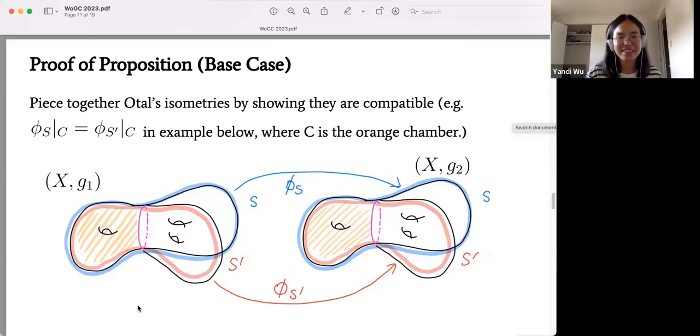The idea here is that Otal has these isometries between closed surfaces. There's an isometry between the red genus 2 surfaces, and an isometry between these blue genus 2 surfaces. I want to show that Otal's isometries agree on the intersection of the 2 genus 2 surfaces. That allows me to patch the isometries together to make a global isometry. That's the idea behind the proof, and showing that these isometries are compatible is the hardest part here. I don't think I'll say much more about how I show that, but I do want to illustrate how the isometry is constructed.